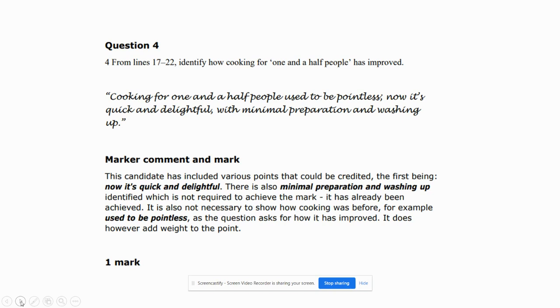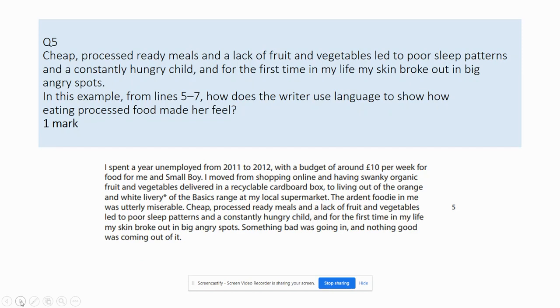It's also not necessary to show how cooking was before. For example, it used to be pointless, as the question asks for how it is improved. It does, however, add weight to the point. So be careful to do exactly as the question requires. Don't overwork it.